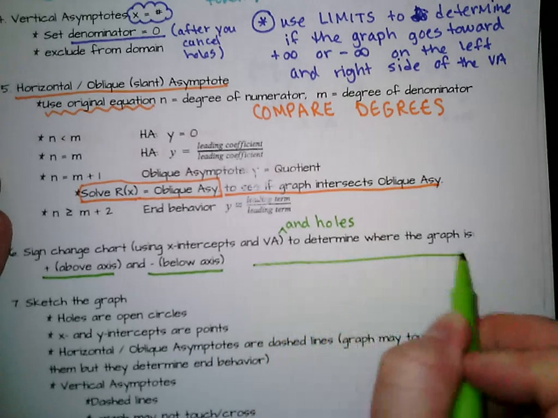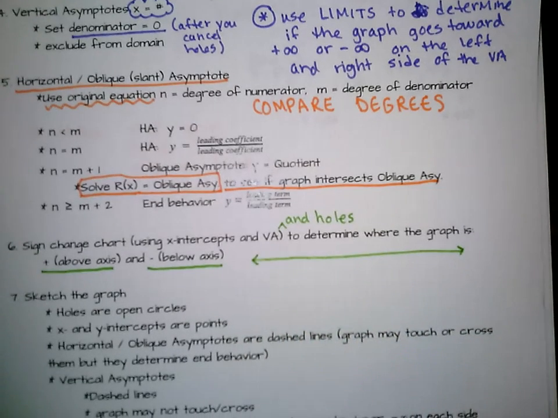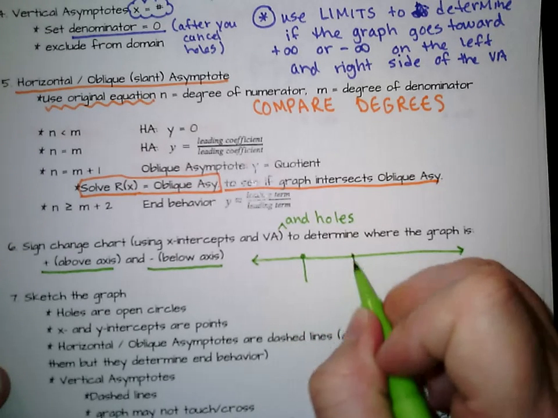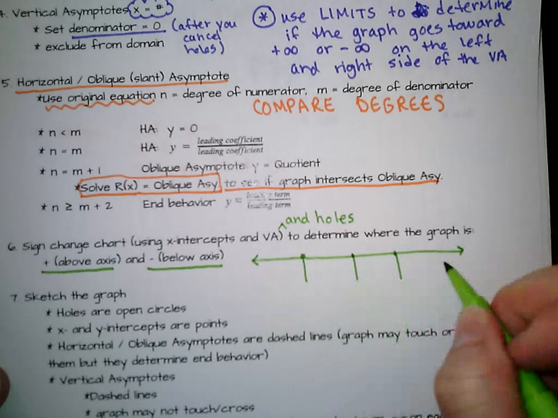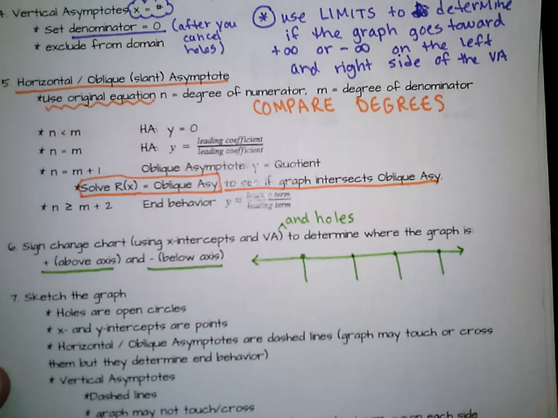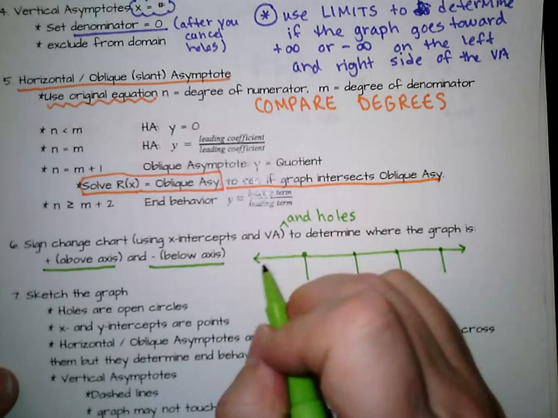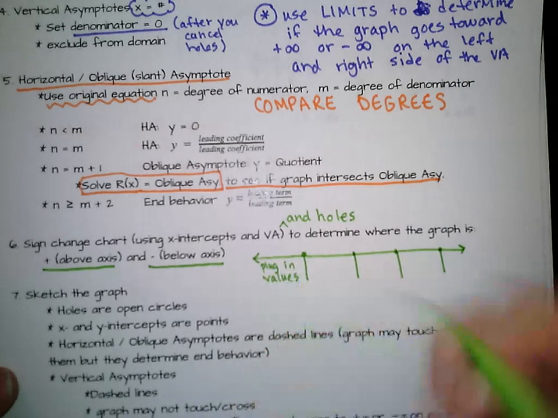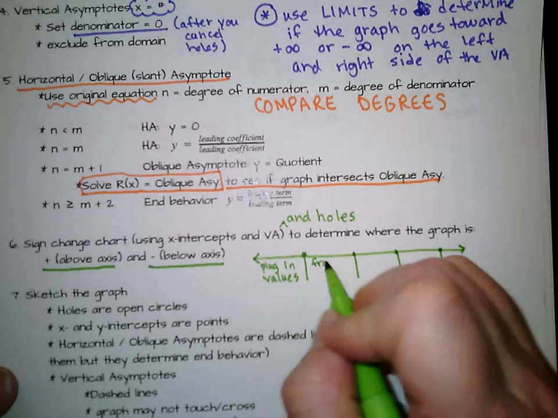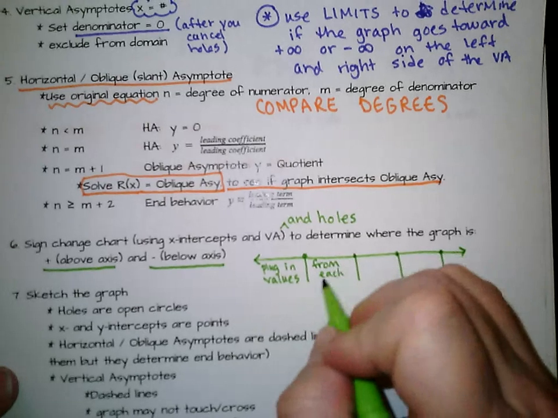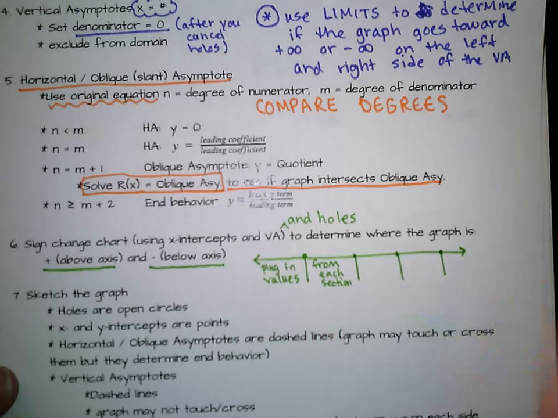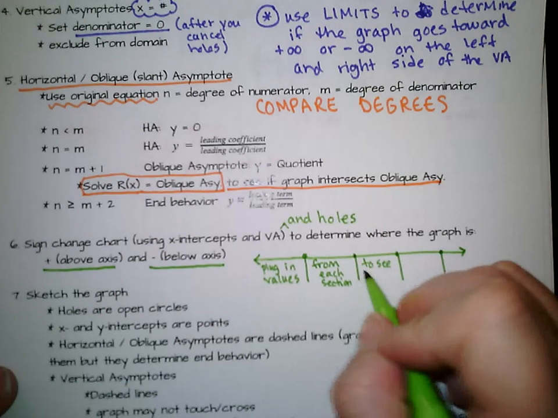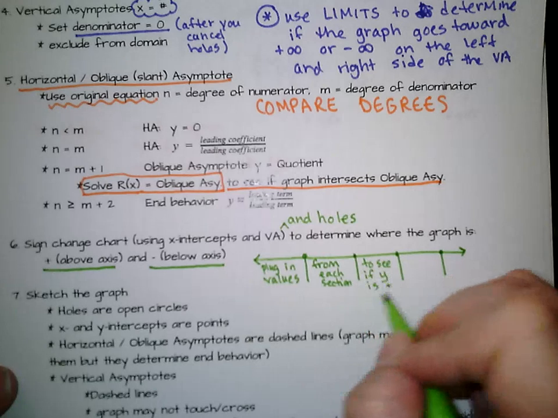I know those are your favorite things. And we're going to plug in values in each of the sections to see if our output is positive or negative. So you want to plug in values from each section to see if y is positive or negative.